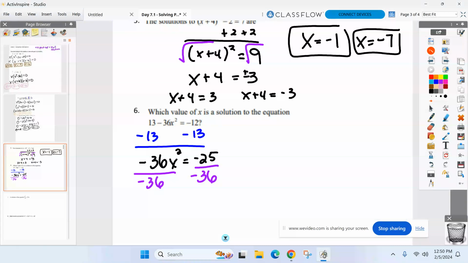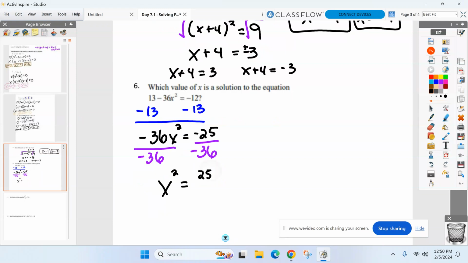Good thing we have calculators here, right? x squared equals, what's your calculator telling you there? It's just leaving it as 25 over 36, but positive. Check on your calcs. Everyone's good? Now you can do what? Take the square root of both sides.